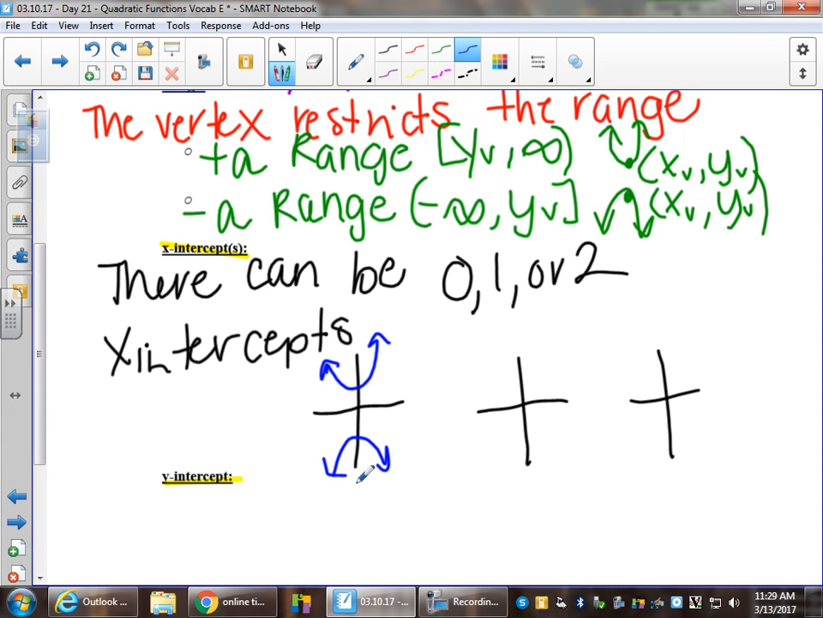Why is that true? Right. It's not touching the x-axis at all. Therefore, there are no x-intercepts. So right next to it, write 0 x-intercepts. That's an example of a graph. Okay, so what about when there's 1 x-intercept? How many times is it going to pass through the x-axis? Once.